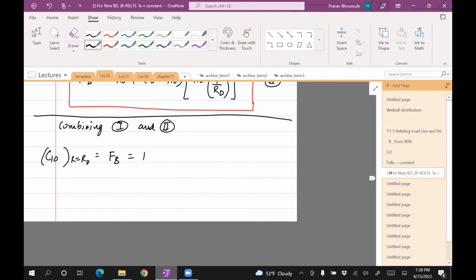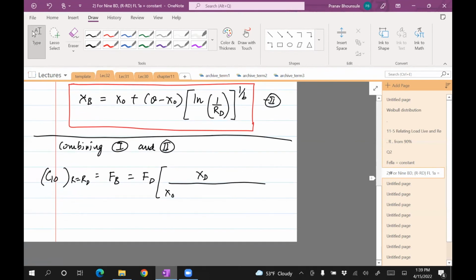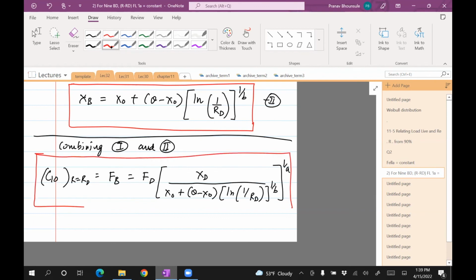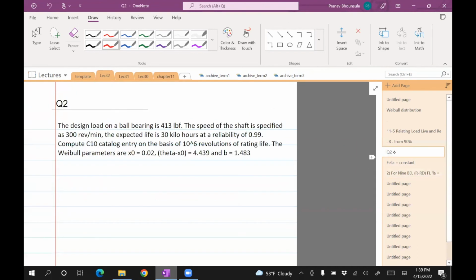FB equals FD times XT over X0 plus theta minus X0 natural log 1 divided by R to the power 1 over B, all raised to 1 over A. Okay, so you can use this equation to find the C10 life at a reliability which is different from 90 percent. Let's see how to apply this in a problem.